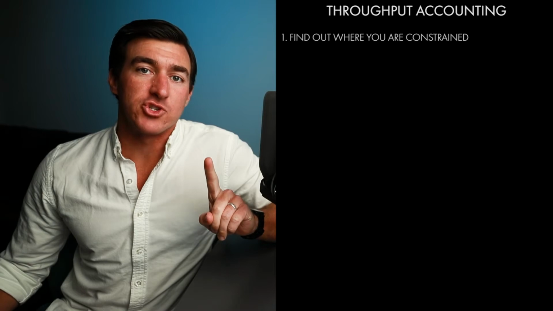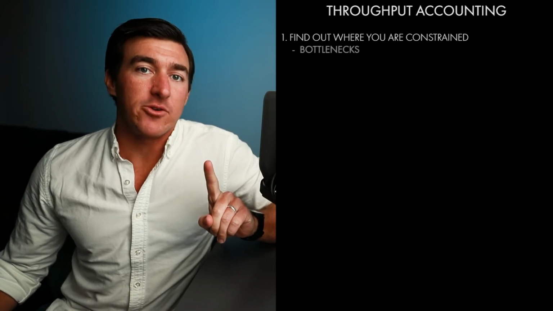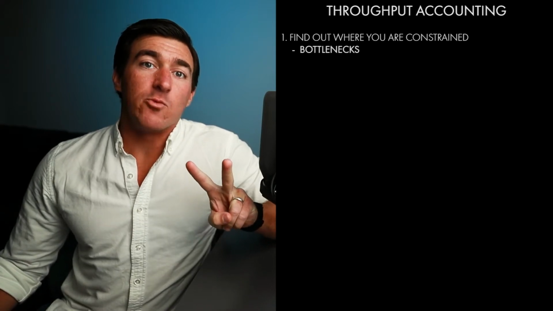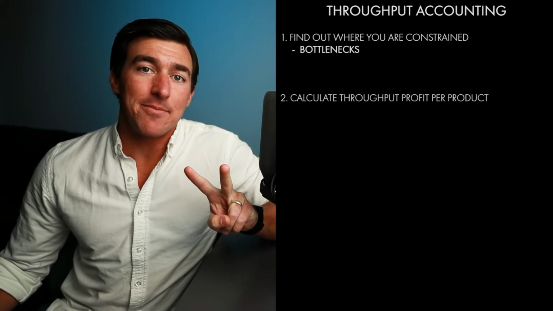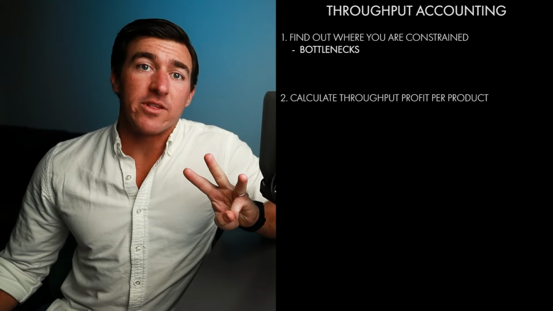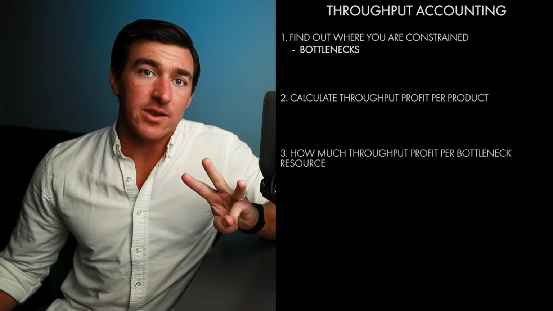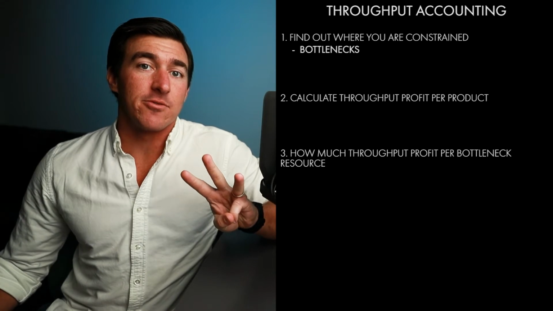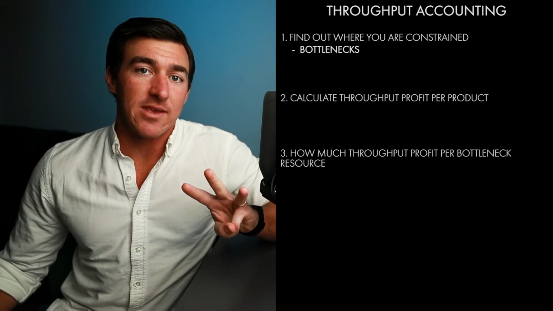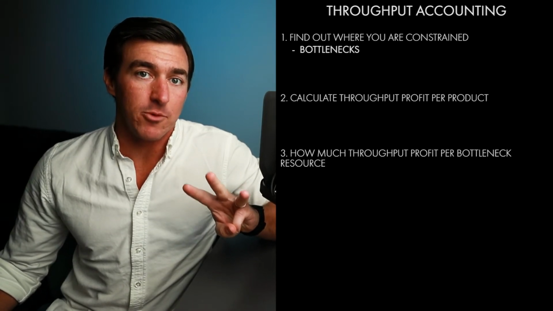To summarize, throughput accounting has 5 main steps. First of all, you have to find out where you're constrained. This is also called a bottleneck. Second of all, you have to calculate what's called throughput profit per product. We'll dive into what that means here in a minute. Third, you want to decide how much throughput profit there is per bottleneck resource. That's a lot of vocabulary words, but don't worry, we're going to show you a great example about how to do all this in just one moment.